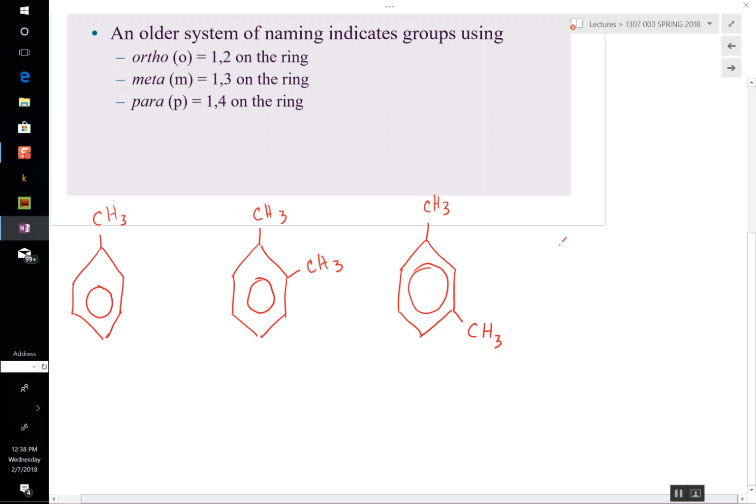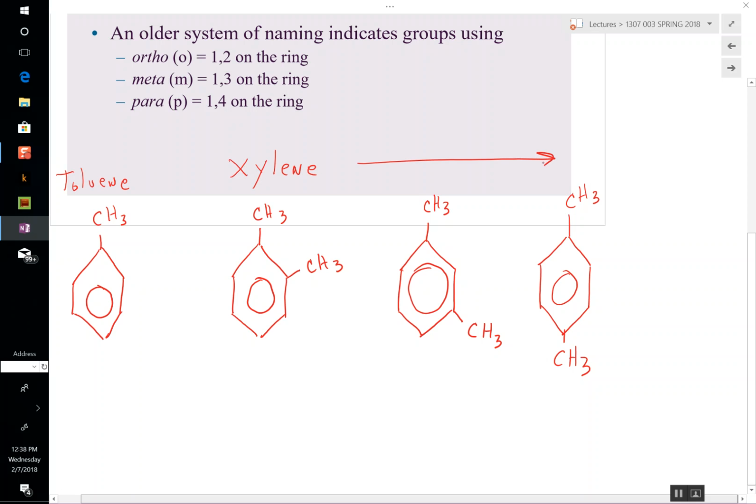And then you can imagine one more example here. And actually, those are the only 3 examples. This molecule, by the way, where this one is called toluene, that's its common name. This molecule is called xylene. These are all xylenes right here. Xylene. 3 different xylenes.